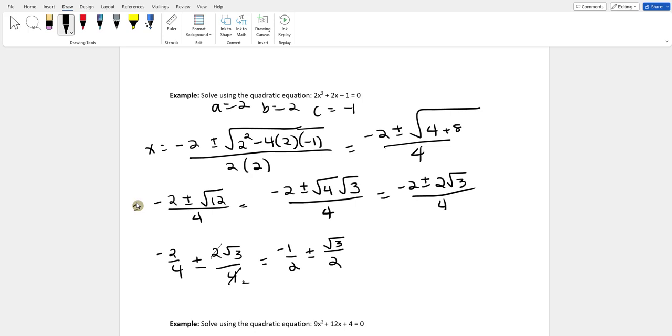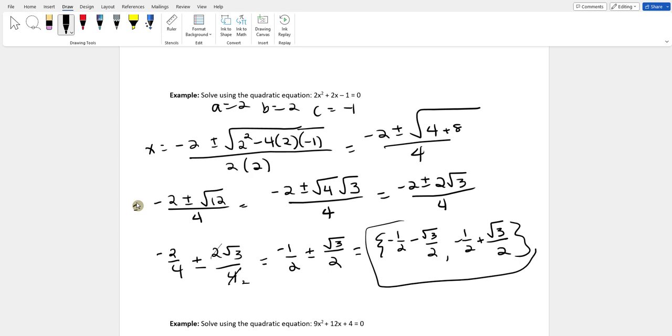So when you write it, you can't leave it like this. You're going to have to break it up. So you're going to get two answers. You're going to get negative 1/2 minus the square root of 3 over 2, and you're going to get negative 1/2 plus the square root of 3 all over 2. So once you get fractions like this, make sure you reduce it and separate.